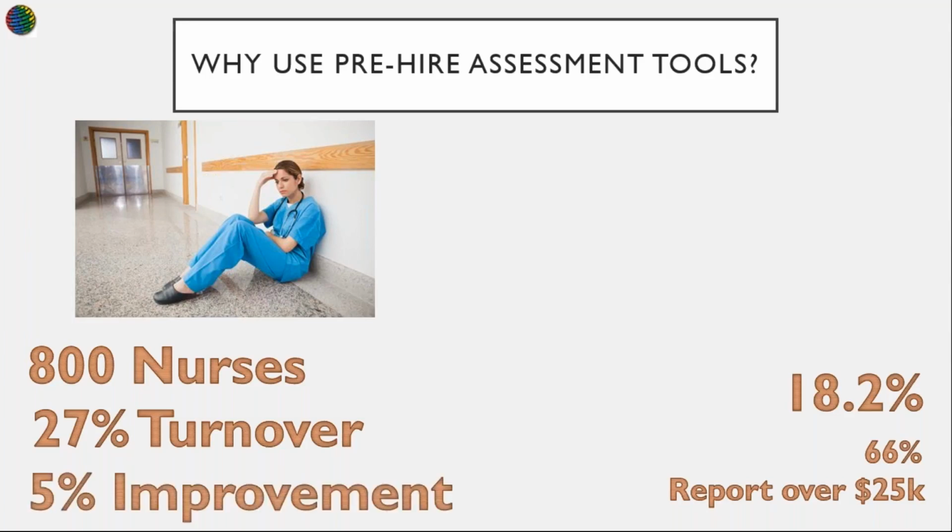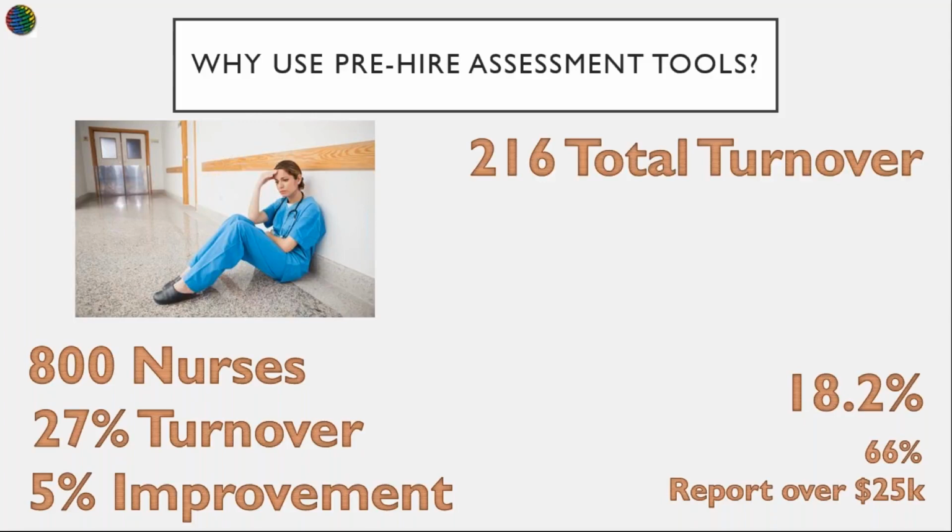turnover number. And so what they were trying to do by using pre-hire assessment tools was to create a 5% improvement. And that's not insignificant, but it's also not a huge number, because by saying that they're looking for a 5% improvement, they're not even trying to get all the way down to the national average of 18.2. If they could get themselves down to about 22% turnover, they would consider that reaching goal. And so here are how the numbers break down.